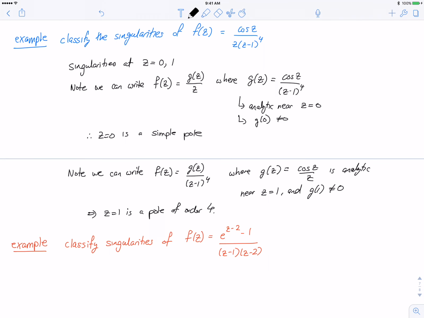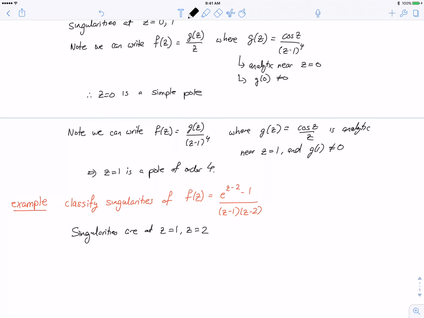So again, first of all, where are my singularities? Well, the only place where f is going to be undefined is when the denominator is 0. And that's precisely when z equals 1 and z equals 2. So singularities are at z equals 1, z equals 2. So they're isolated singularities. They're both sort of by themselves. They don't have anything immediately near them. So first let's have a look at z equals 1 to classify what sort of a singularity it is.